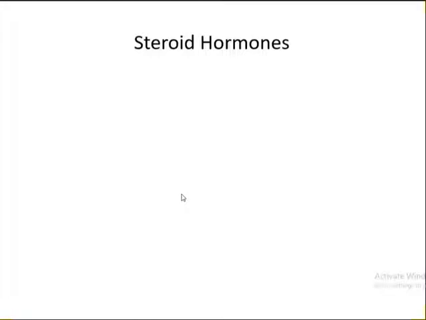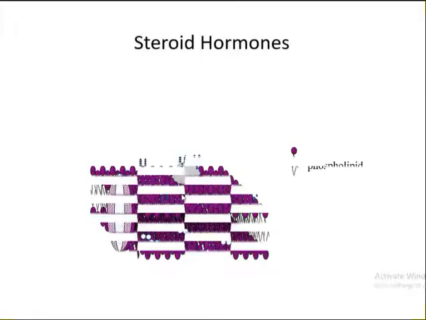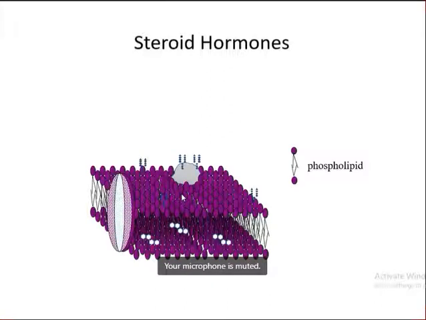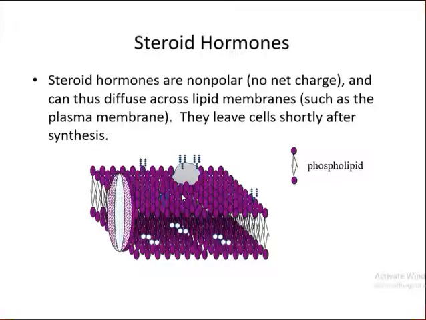Now this is the cell membrane. Steroid hormones are non-polar, have no net charge, and can thus diffuse across lipid membranes, such as the plasma membrane. They leave cells shortly after synthesis. Okay, this is the cell membrane structure. The polar substances are water soluble, dissolved in water. Non-polar substances are lipid soluble. This is the chemistry of polar and non-polar substances.